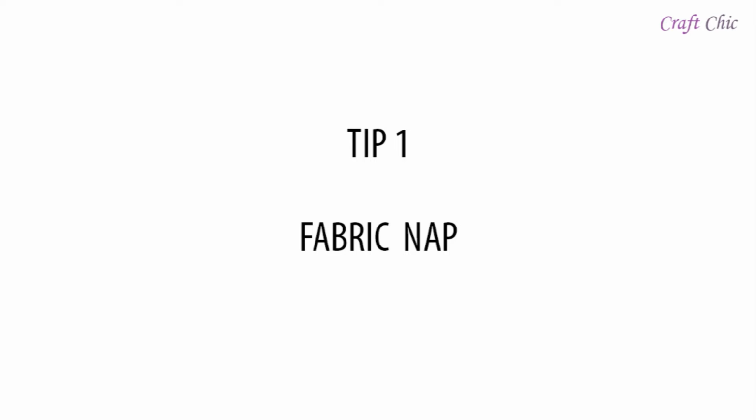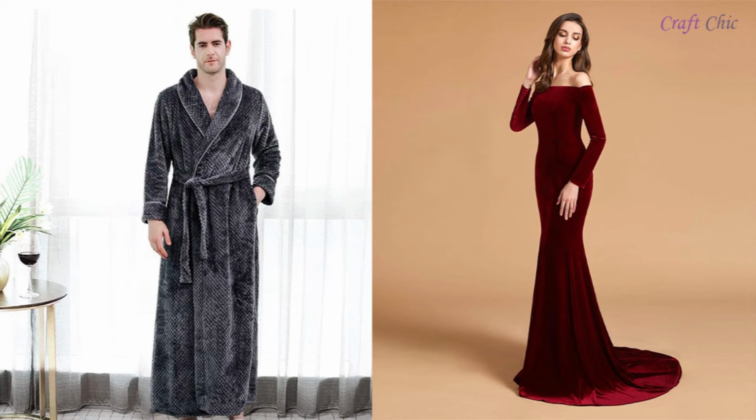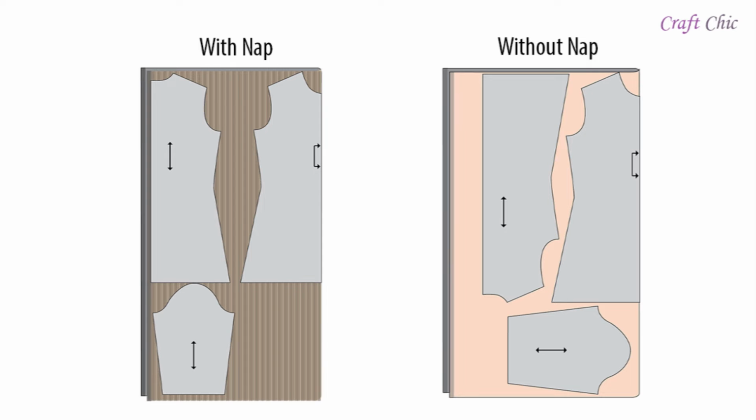Tip number 1, the fabric nap. The nap of the fabric is the texture of a fabric with the raised fibers going in a particular direction. So when you cut out your pattern pieces, they should all go in the same direction. An example of this type of fabric is fleece or velvet. If your fabric doesn't have a nap, you can rotate your pattern pieces in any direction as long as it follows the grain of the fabric.